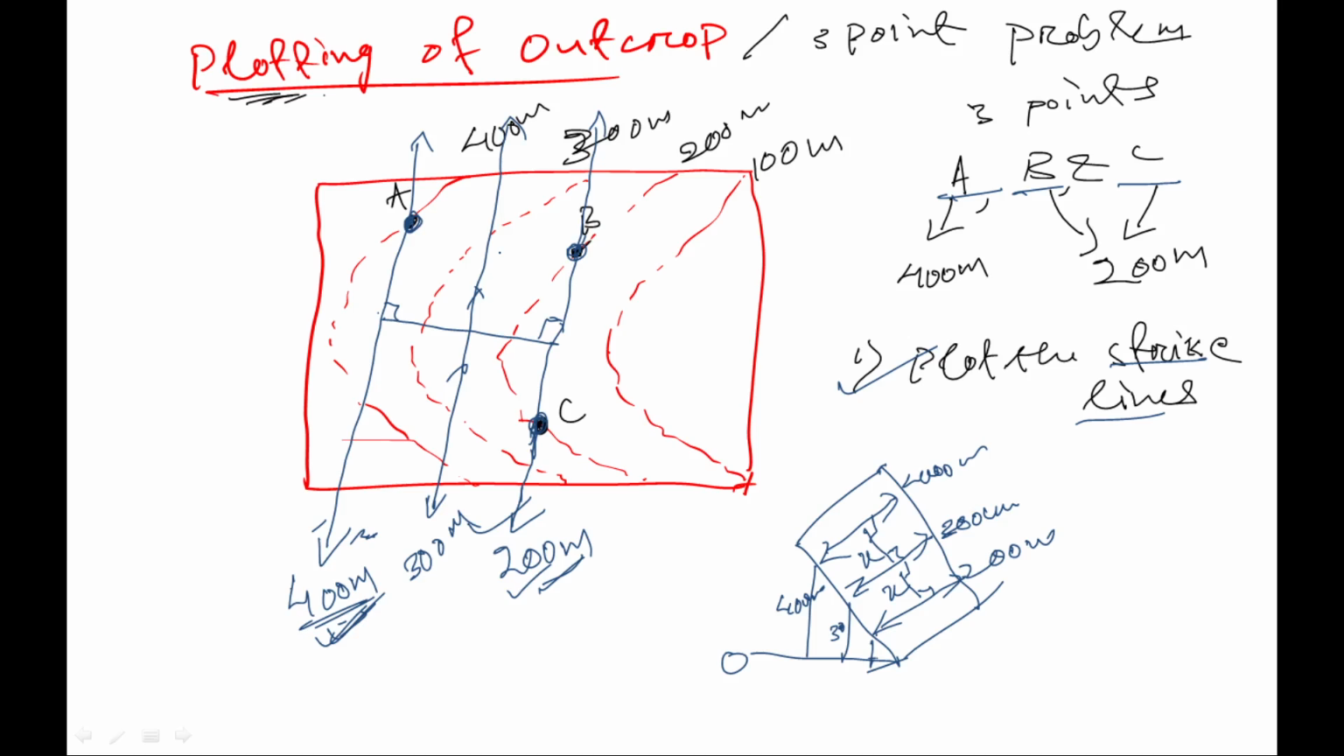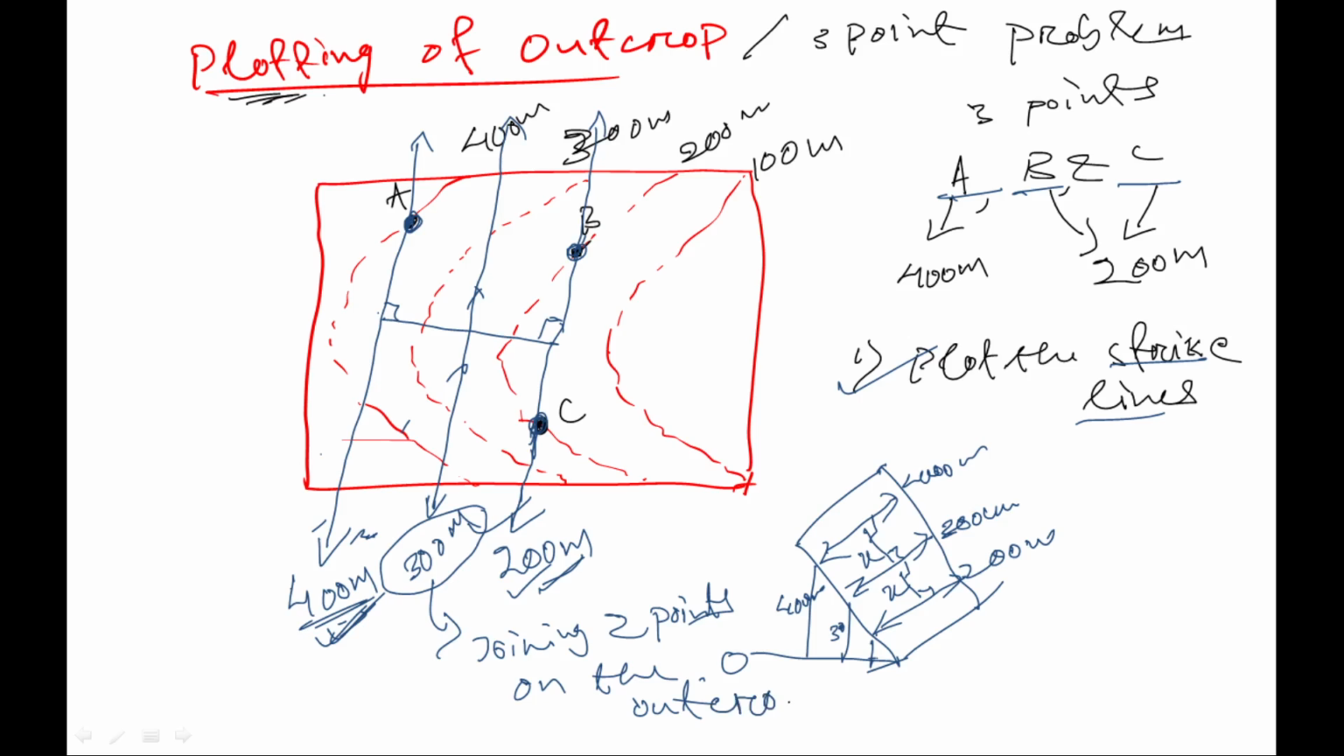Simple. I have plotted the strike line of 300-meter here. What is the meaning of strike line? What is the definition of strike line? It is joining 2 points on the outcrop. I have already told you, it is joining 2 points on the outcrop. I am talking about the map, which definition we are going to map, right? This is joining 2 points on the outcrop which are of equal elevation.